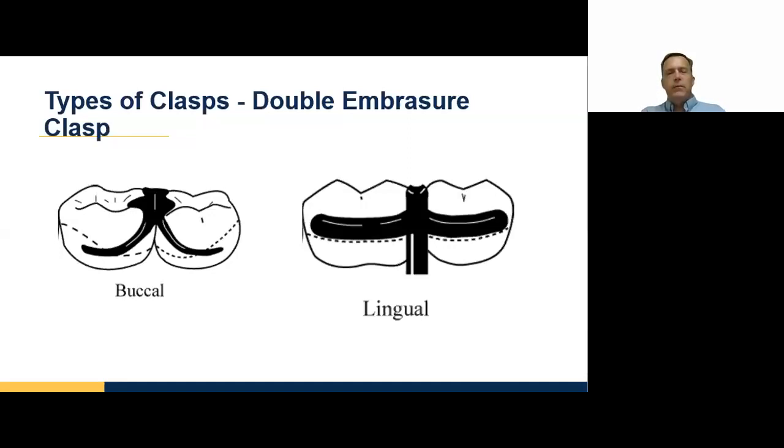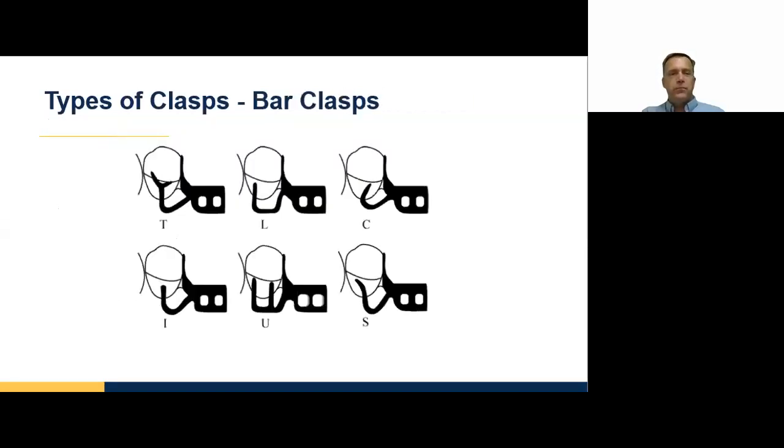A double embrasure clasp like this is usually only used on molars. These have a tremendous amount of retention. They're very stable. A lot of times when you have a Kennedy class 2, let's say your edentulous space is on the lower left, you might put this clasp over on the lower right just to tap down that whole posterior. Because a lot of times this, an indirect retainer, and maybe an RPI on the edentulous side is enough to get the case quite stable.